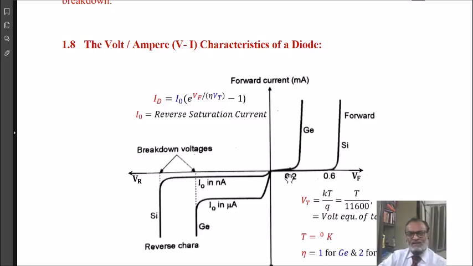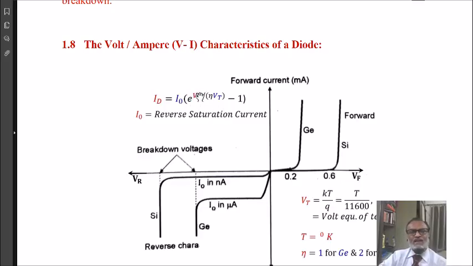Actually, in practice, this current is very, very small, and that is due to the minority charge carriers. After 0.6 volt, if we increase the voltage further by a fraction of a volt, even from 0.6 to 0.7, the current rapidly increases. This current increase is governed by the identity ID equals I0 times e raised to Vf by eta Vt, minus 1. This identity is called the Shockley relationship, given by William Shockley.